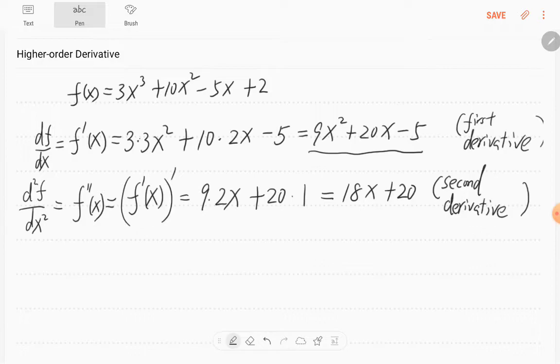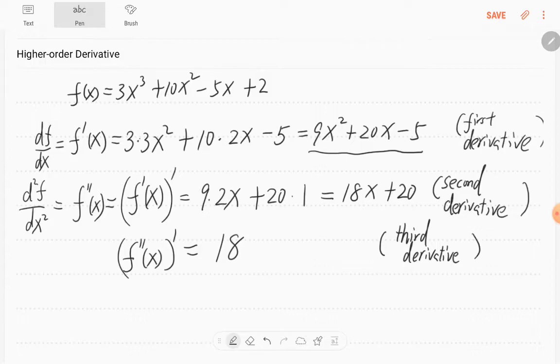Of course we can continue. This is still a function of x, so we take the derivative of the second derivative, which is the derivative of 18x plus 20, which is 18. This is called the third derivative. We denote it by f triple prime of x, or you can write it as d cubed f over dx cubed.